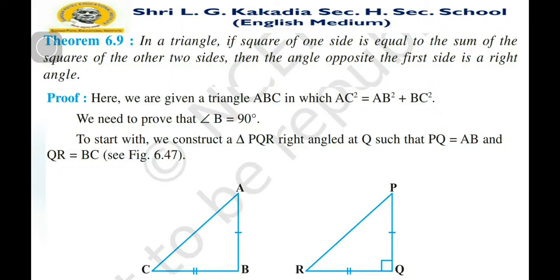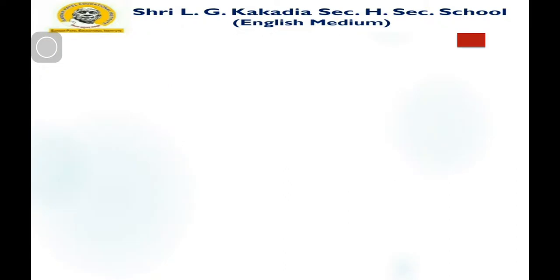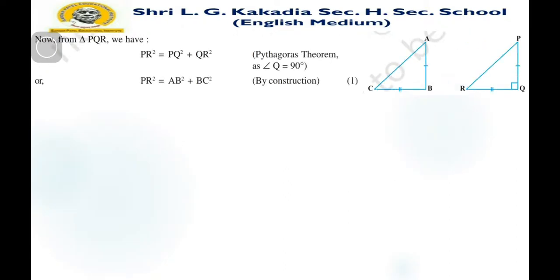So let us use the Pythagoras theorem in triangle PQR, as it is a right triangle, and let us take the condition that is given for triangle ABC. Both triangles are as shown here. Now from triangle PQR we have PR square is equal to PQ square plus QR square, by the Pythagoras theorem as angle Q is 90. PQ is equal to AB, so we take AB square, and QR is equal to BC, so we take BC square.